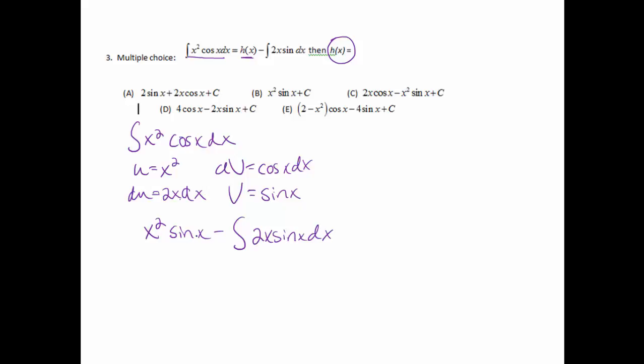So now if I look at the original problem, notice the second part of the problem matches, which means the first part of the problem must also match. So h of x must equal x squared sine x. So it will be choice B.